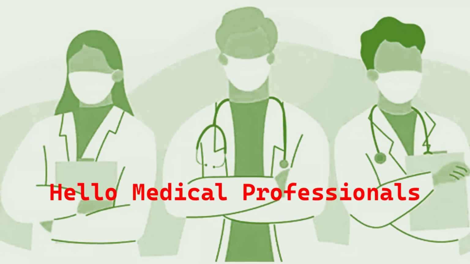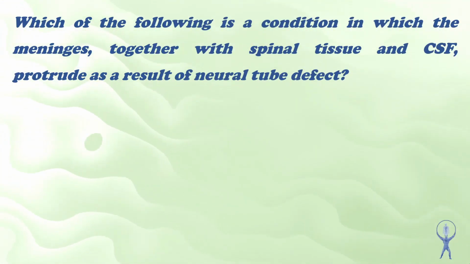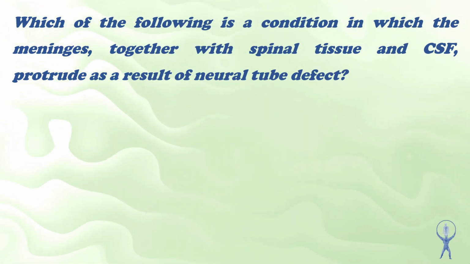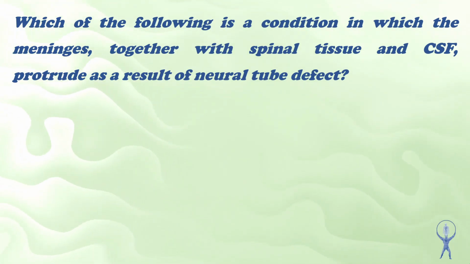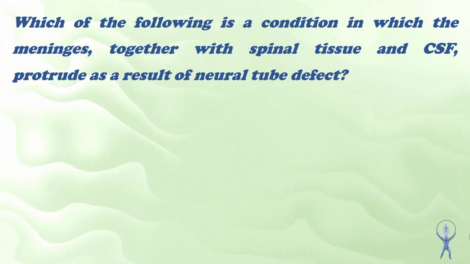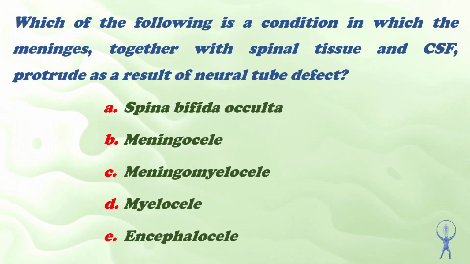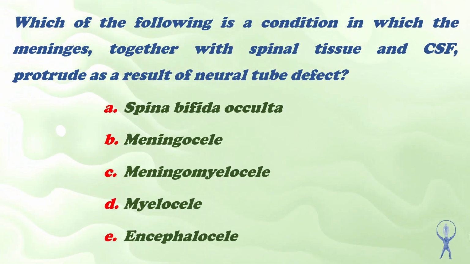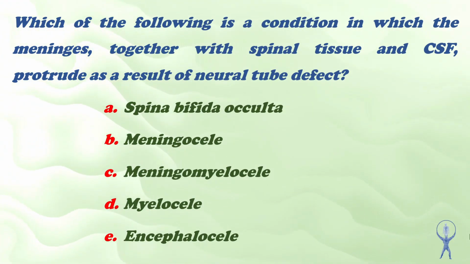Today, we are going to discuss a multiple choice question from embryology. Which of the following is a condition in which the meninges, together with spinal tissue and CSF, protrude as a result of neural tube defect, that is NTD? The options given are A. Spina bifida occulta, B. Meningocele, C. Meningomyelocele, D. Myelocele, E. Encephalocele.